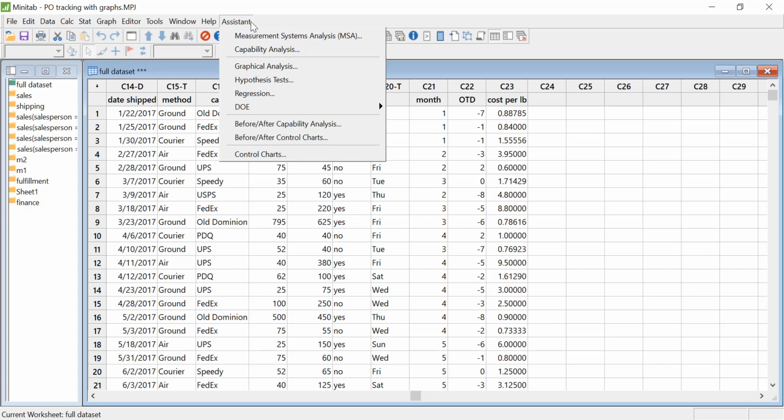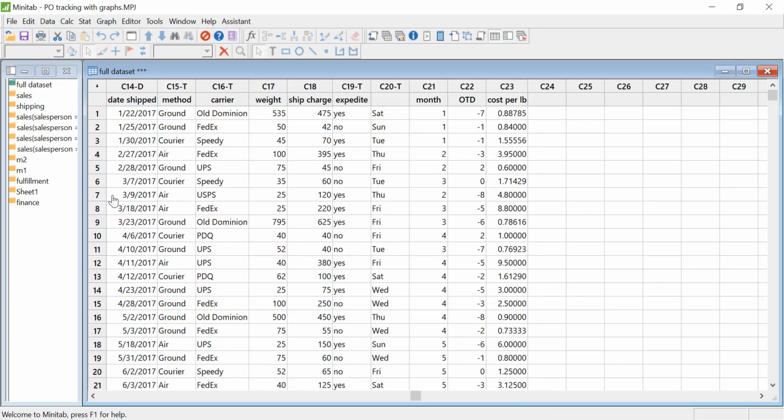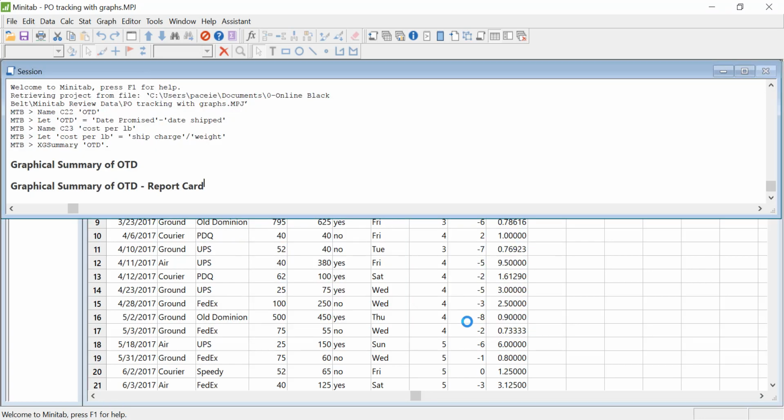So if I wanted a graphical representation, I'll pick graphical analysis. Now in the Assistant, under all of those major headings, the first thing you generally come to is a decision tree, and it's helping you. What is your objective? Well, I'd like to graph the distribution of the data. And so that helps me know that I'm interested in these types of graphs, and I'd like to start with the graphical summary. How are your data arranged? All of mine are in one column. I'm interested in on-time delivery right now, and we'll just say okay.